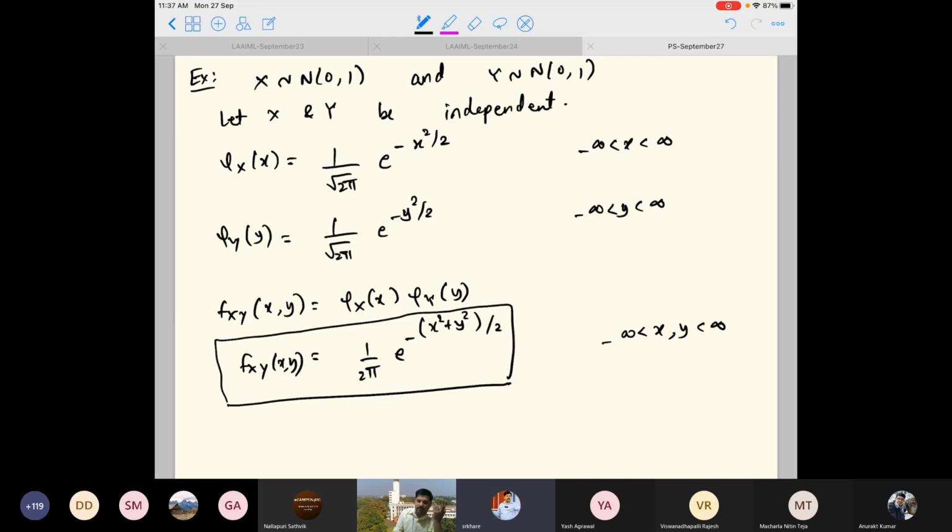And how does this density graph really look like? So how do I explain? On the xy plane, suppose this is the xy plane, and on the xy plane what you really have is a... okay. So does this give you the idea?